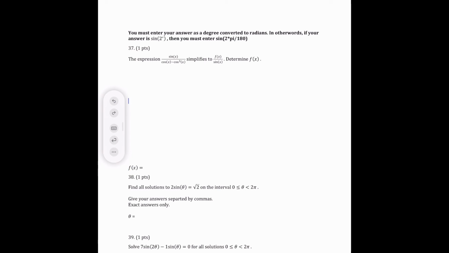We need to write the expression as f of x over sine x. So I have the expression sine x over cosine x minus cosine cubed x. I can see immediately that I can take one cosine out as a common factor. So if I do that, I will have sine x in the numerator, and in the denominator I will take cosine x out, so I will end up with 1 minus cosine squared x. This expression is equal to sine squared.